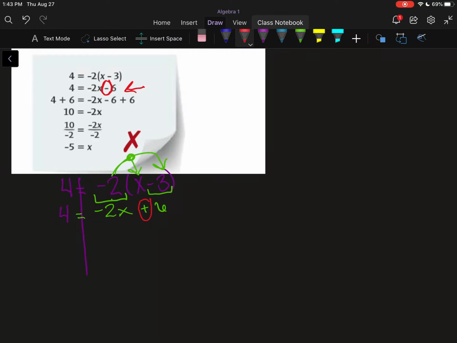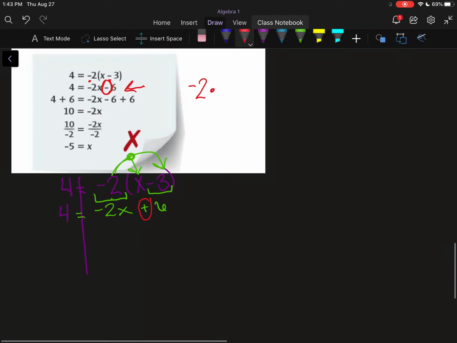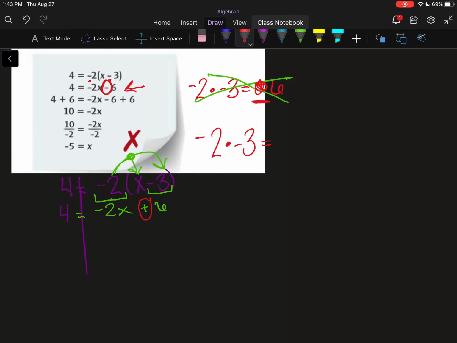They said negative 2 times negative 3 equals positive 6. And that's just wrong. Negative 2 times negative 3. Oh, I said that backwards. Sorry, you guys. They said negative 6. That's wrong. It does equal positive 6. That's correct. My bad. Got a little tongue-tied.